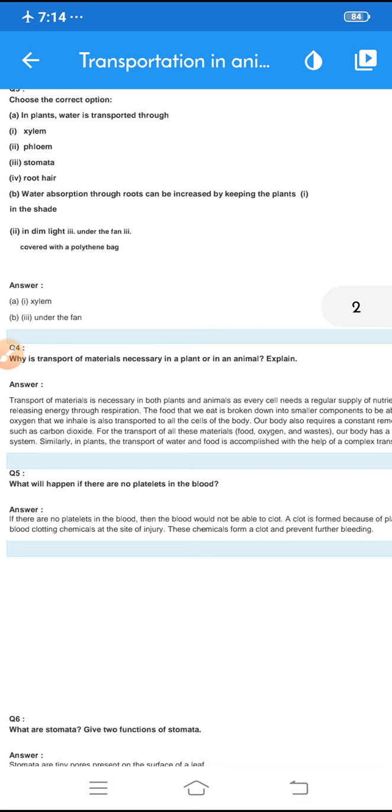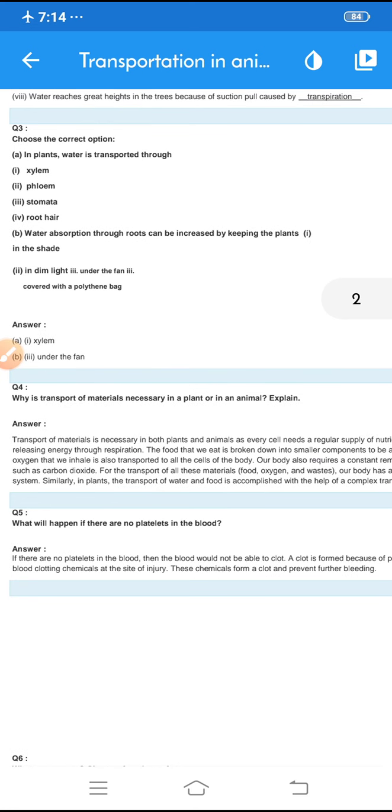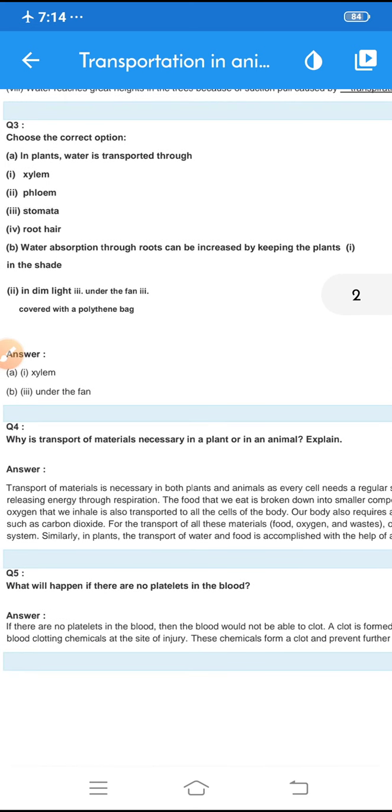My dear students, in the previous class, I was discussing the exercise part of the lesson Transportation in Animals and Plants. Questions number 1 and 2 have been completed. Now let's go to question number 3. Let me read the question first.